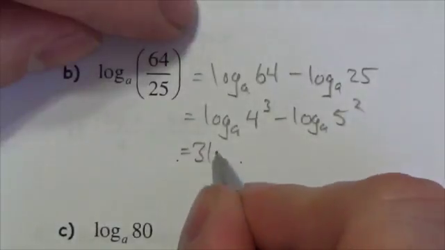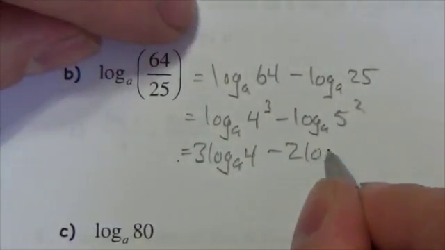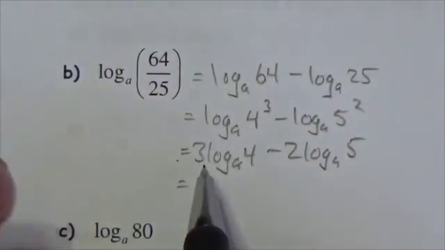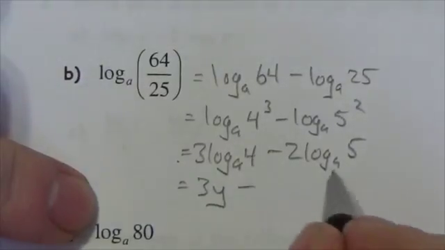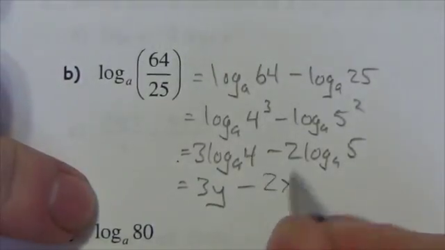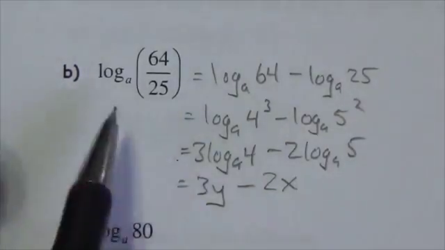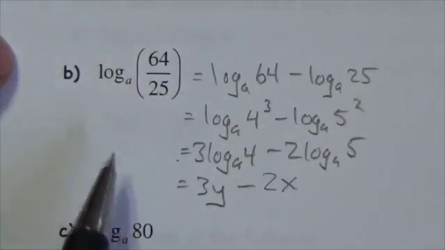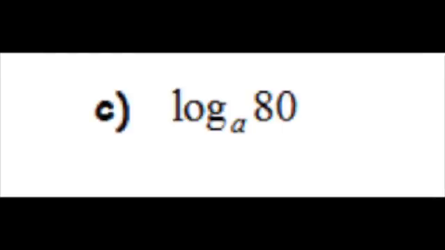So I have to bring that down. And the same thing over here. I got to bring down that 2. And now I can do the substitution. The log base a of 4 is y, so this becomes 3y. And the log base a of 5 is x. It becomes 2x. So we can say that according to their rules here, what they've given us, the log base a of 64 divided by 25 is equal to 3y minus 2x. The log base a of 80.